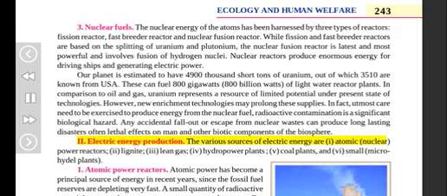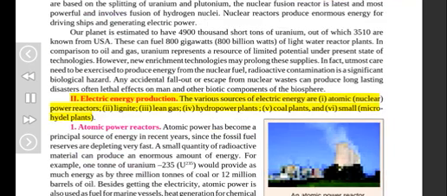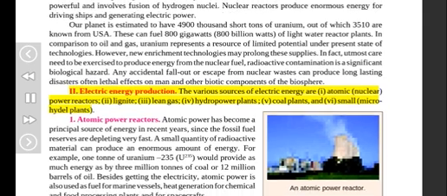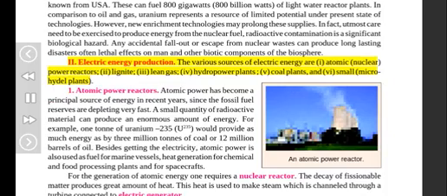II. Electric energy production. The various sources of electric energy are: I. Atomic nuclear power reactors, II. Lignite, III. Lean gas, IV. Hydropower plants, V. Coal plants, and VI. Small microhydel plants. 1. Atomic power reactors.